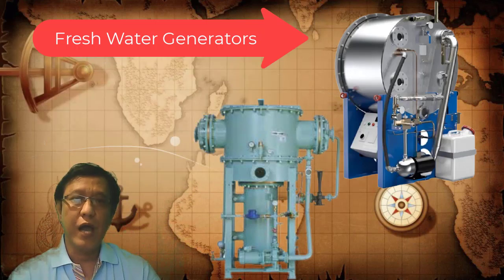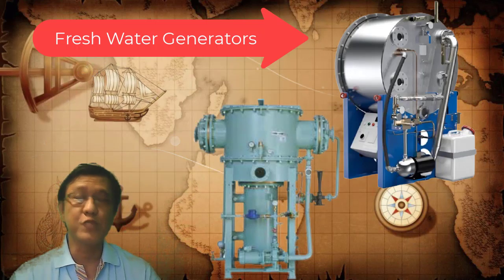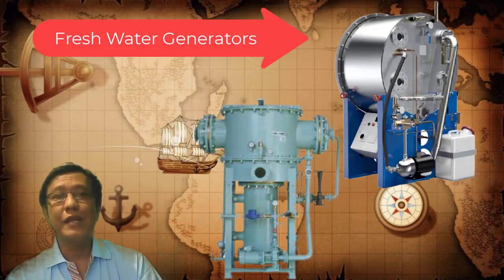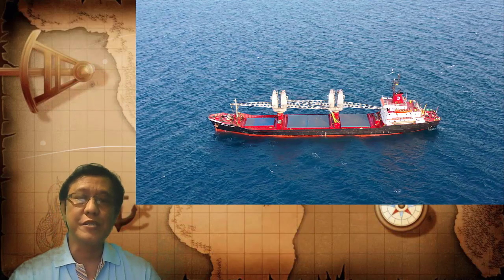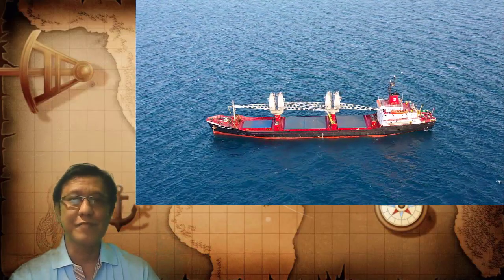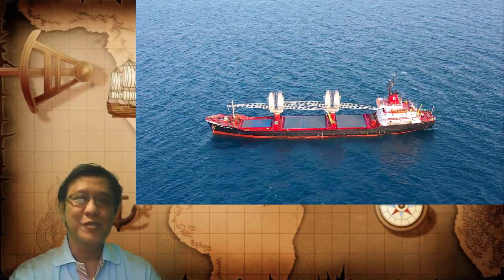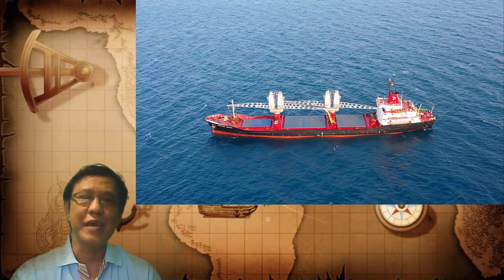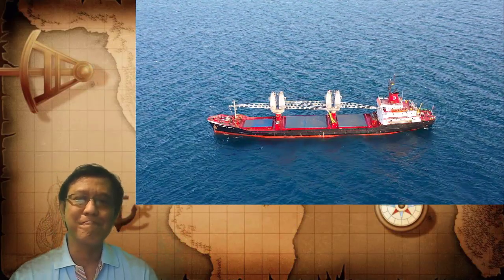So, how do ships obtain and generate their fresh water? Well, the answer is very obvious. It's the very water they are sailing on. Salt water in the high seas. Yes, you heard me right. So, let's go down to details and see how it works.